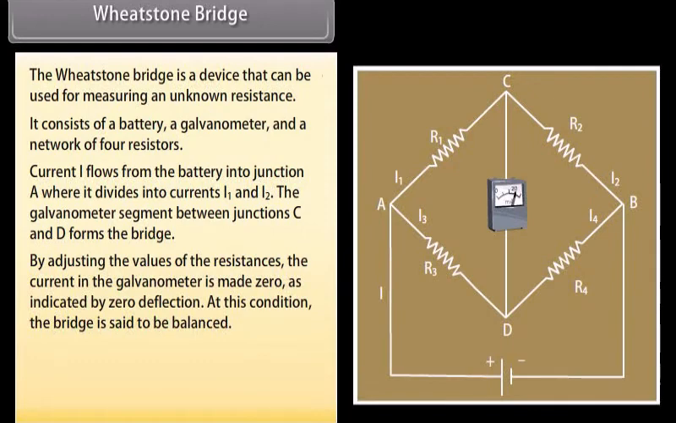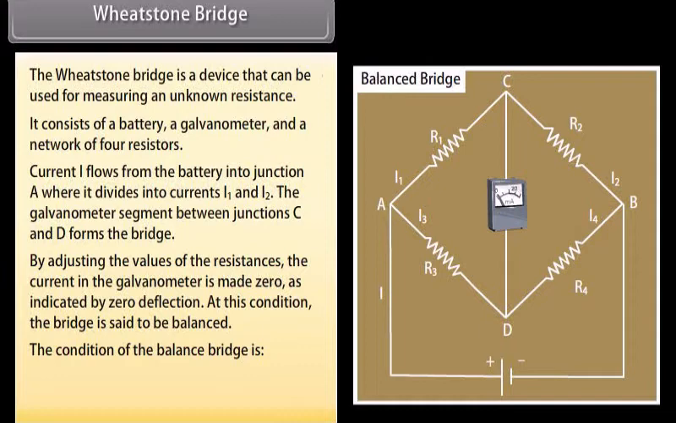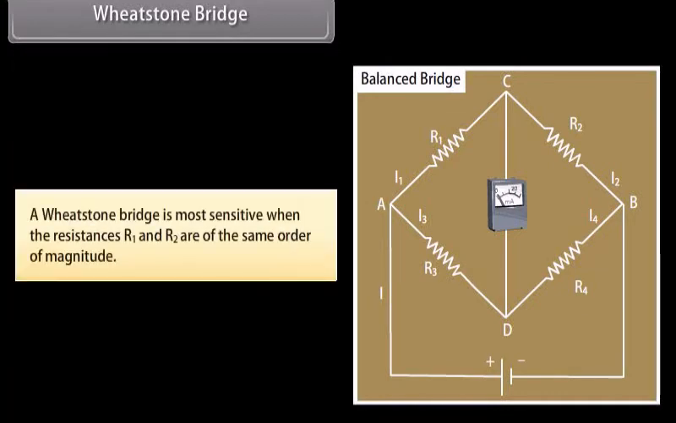By adjusting the values of the resistances, the current in the galvanometer is made zero, as indicated by zero deflection. At this condition, the bridge is said to be balanced. The condition of the balanced bridge is R1 upon R2 is equal to R3 upon R4. A Wheatstone bridge is most sensitive when the resistances R1 and R2 are of the same order of magnitude.